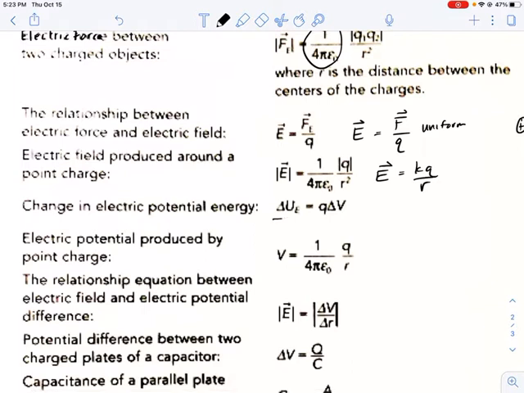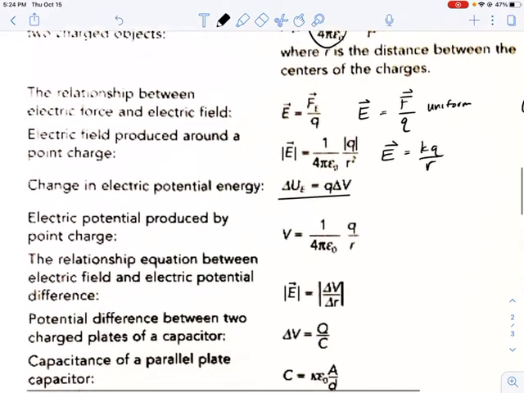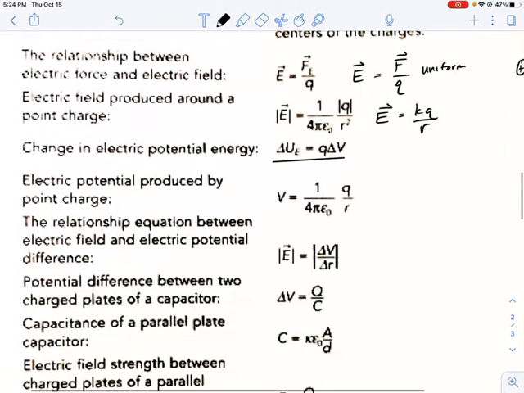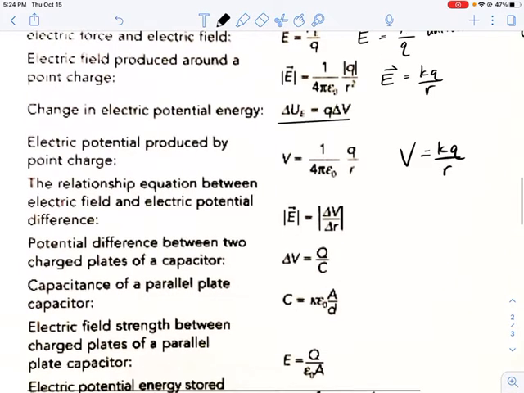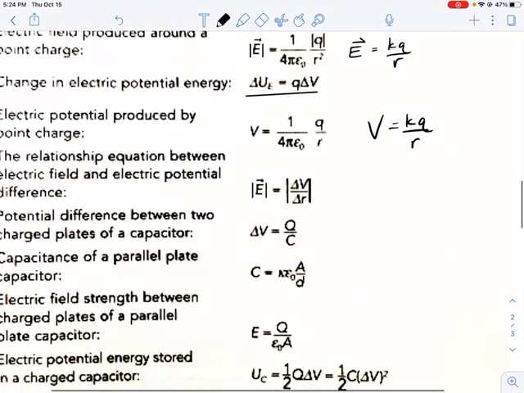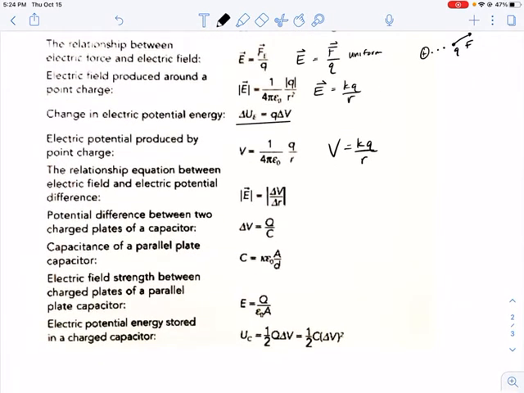Let's see, change in electric potential energy is charge times voltage. Electric potential produced by a point charge, again, it's probably easier just to write it with K. The relationship between electric field and electric potential difference. So let's talk about that for just a moment.